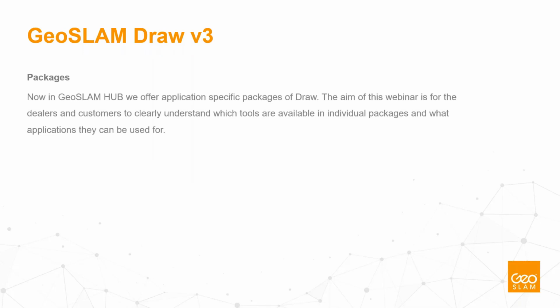And today we will cover specific packages that are offered within GeoSLAM Hub. And the aim of this webinar is to explain what each Draw package contains and which tools you can use within the package. We have 5 Draw modules, which are Draw Start, Plan, BIM, Mining, and Pro.